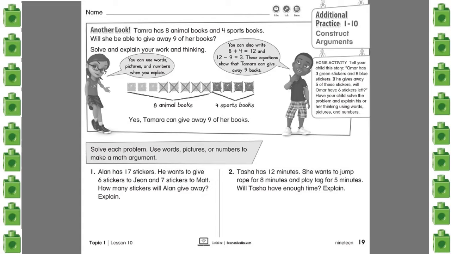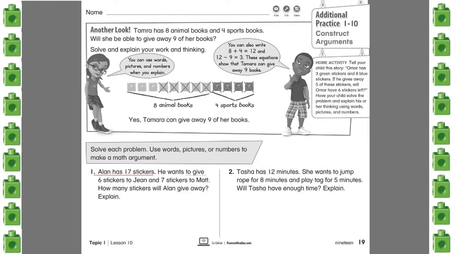Okay, so the top gives us an explanation, one possible way of doing this. Now let's look at the bottom half. The directions say solve each problem, use words, pictures, or numbers to make a math argument. So number one, read along with me and notice how I mark these sentences. Alan has 17 stickers. That's important. I need to know that information, so I'm going to underline it.